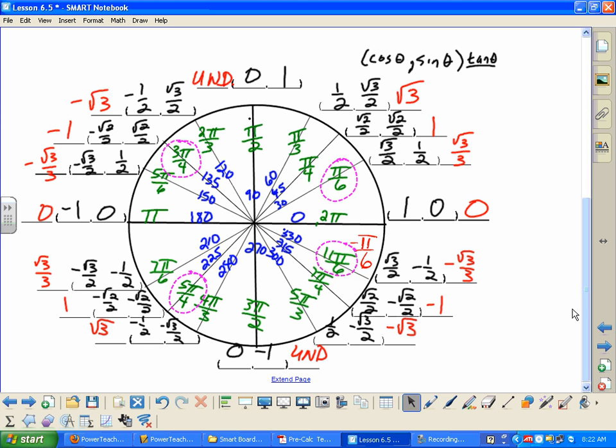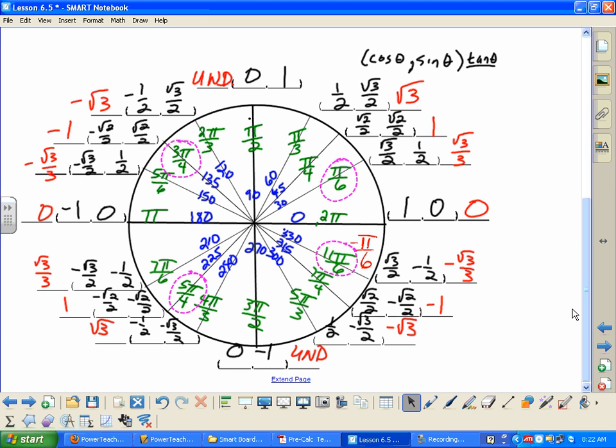Okay, 3 pi over 4. I got that one circled here. If we went 3 pi over 4 in the negative direction, that would take us over here to where we're at 5 pi over 4. So at 3 pi over 4, cosine is negative square root of 2 over 2, and at 5 pi over 4 cosine is negative square root of 2 over 2. Sine is positive square root of 2 over 2, and then sine is negative square root of 2 over 2. Tangent's negative 1, and then tangent's 1.